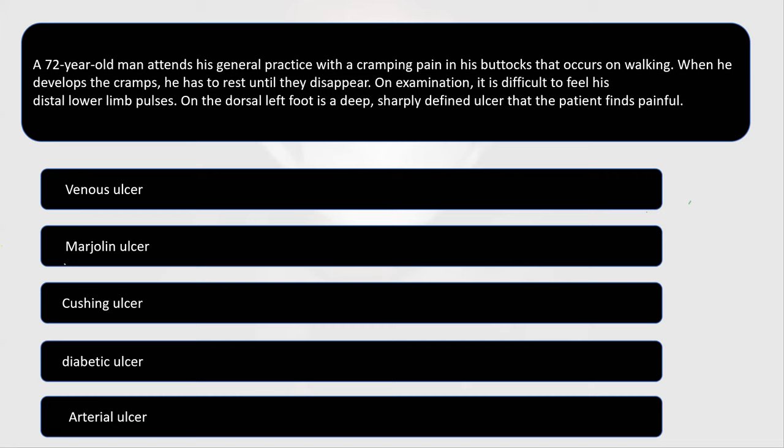Yes, of course. So it's a painful ulcer, plus with no distal lower limb pulses. And the location of the ulcer, I would go with arterial ulcer. Very nice. And again the same. Venous ulcer, gaiter area. Okay.